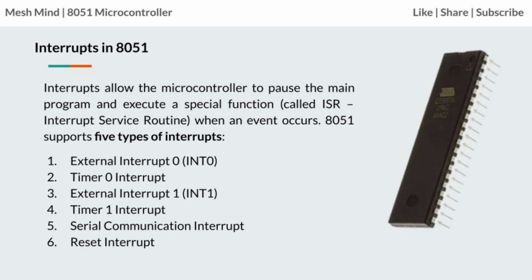Now, interrupts in the 8051. Interrupts allow the microcontroller to pause the main program and execute a special function called ISR, interrupt service routine, when an event occurs. The 8051 supports 6 types of interrupts: external interrupt 0, timer 0 interrupt, external interrupt 1, timer 1 interrupt, serial communication interrupt, and reset interrupt. Interrupts increase the efficiency of the microcontroller by responding only when required.